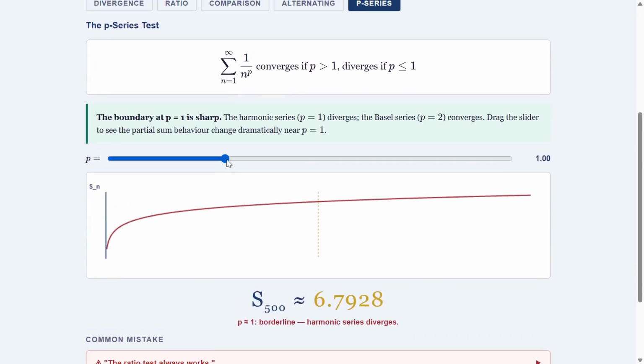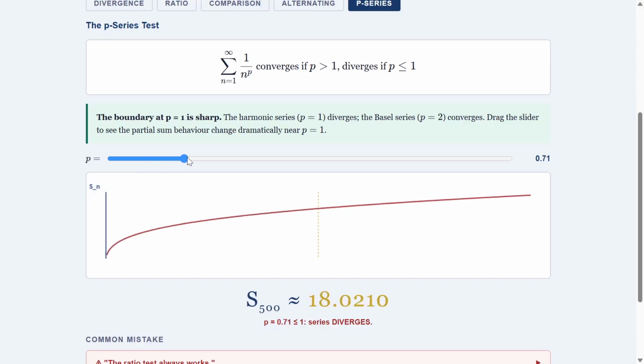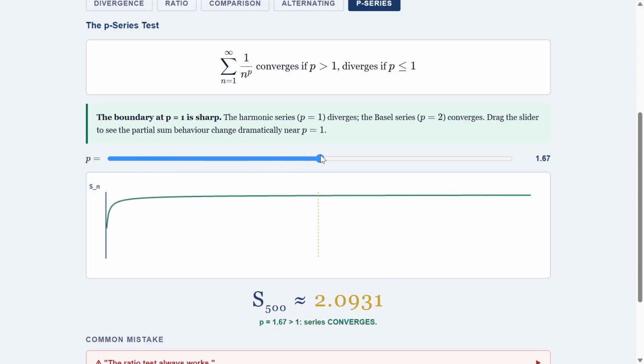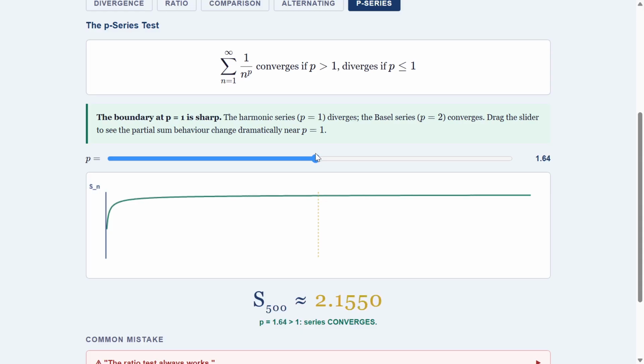And there's a little test here. And we can see the sums that are diverging. We look at the graph, it's going up. And here is one where the series is converging, and p is greater than 1, and it's reaching a limit.